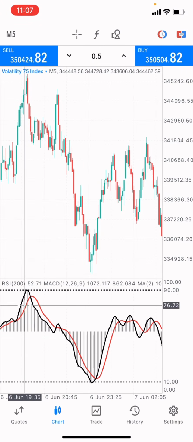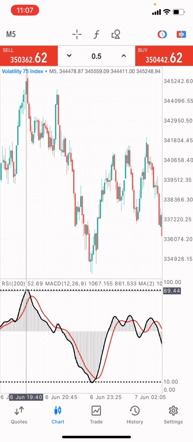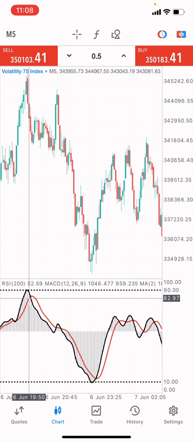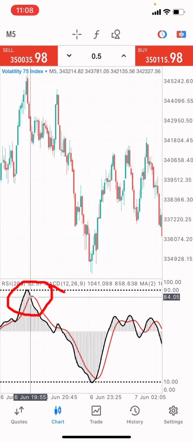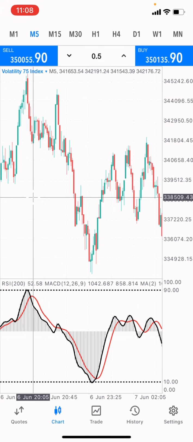You see, when the moving average reaches the level 90 right here, and the relative strength index crosses the moving average, you take just 2 candles. Okay, you sell, you take just 2 candles, 1, 2 right here at this very point. Now remember, we're using the 5-minute time frame for this strategy.